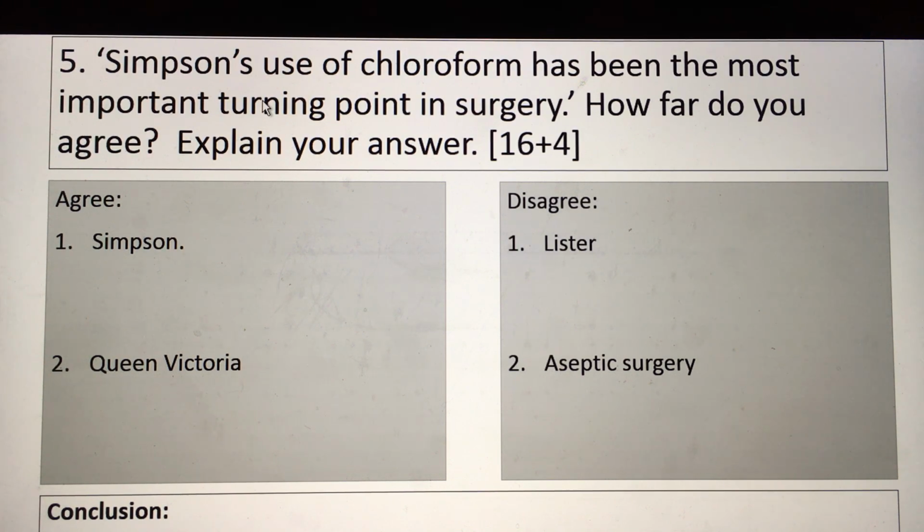Okay, then you need to conclude. You need to have a conclusion here, and in this, you need to make a judgment. Okay, you need to make sure you make a judgment referring to criteria. So in this case, your criteria on how you judge which one was the biggest turning point, it's going to be on how many lives were saved. Okay, which one of these do you think would have saved the most lives?